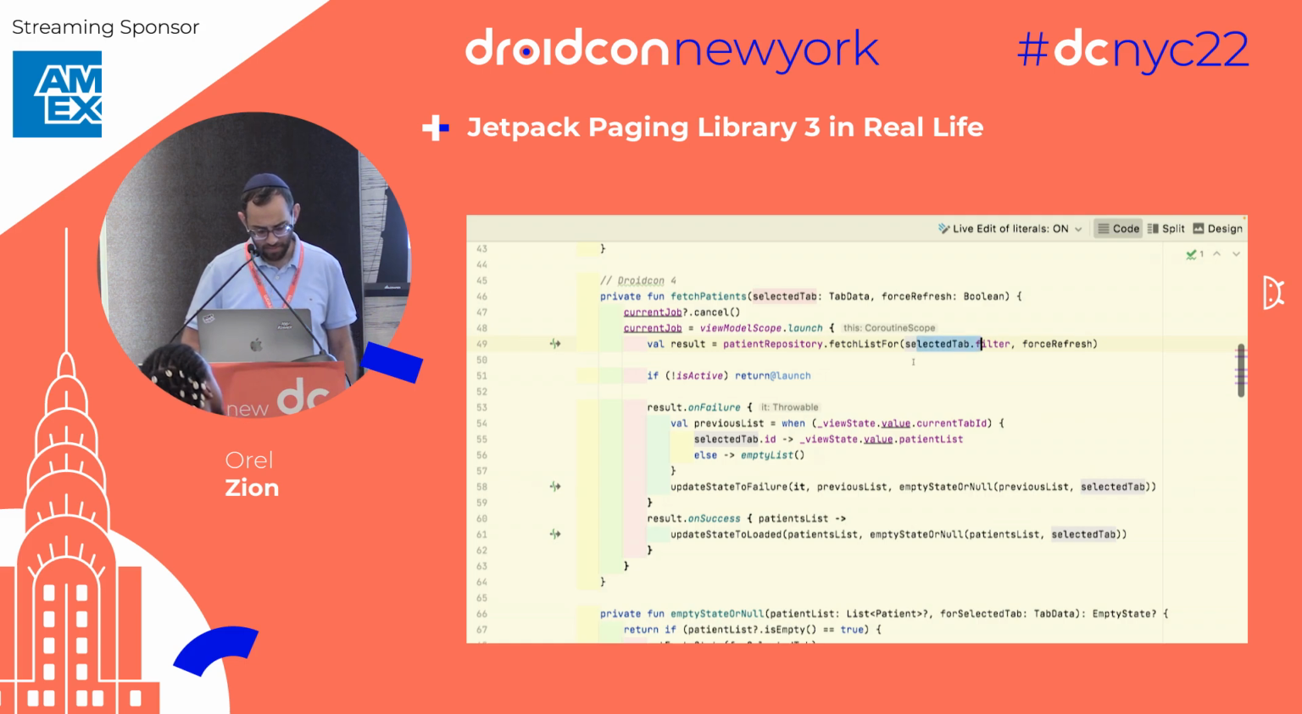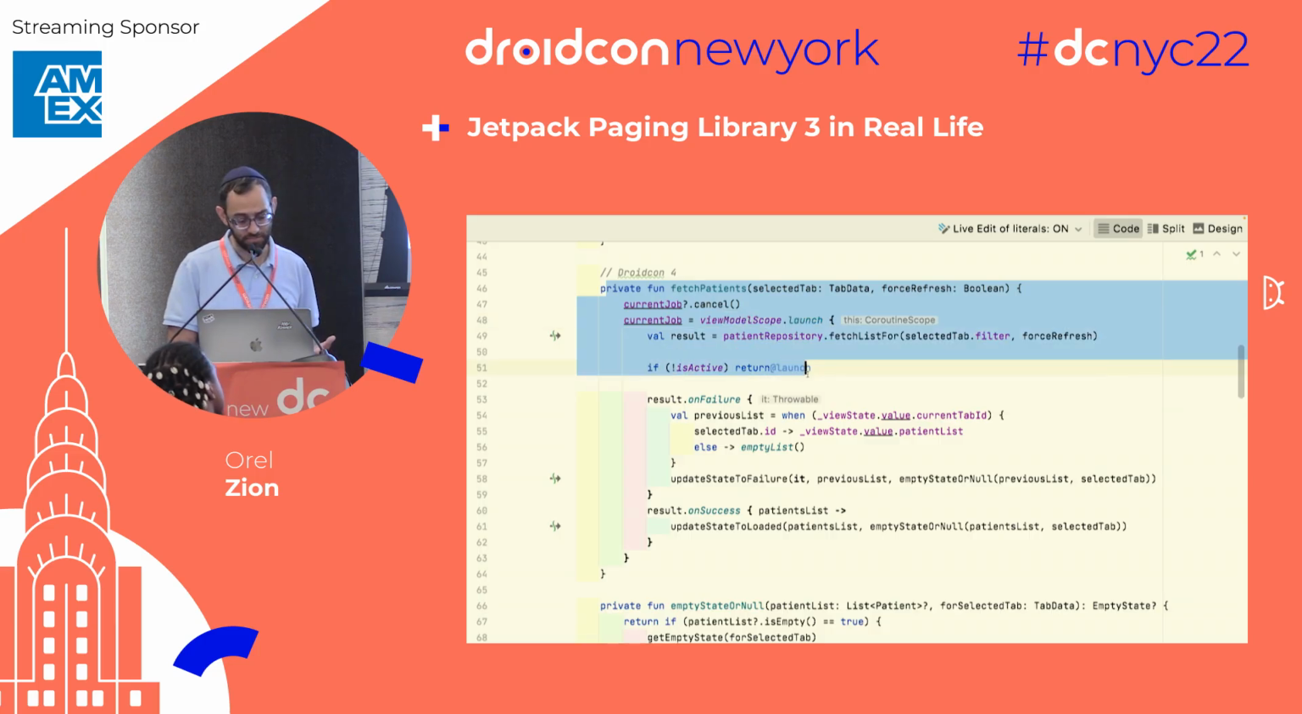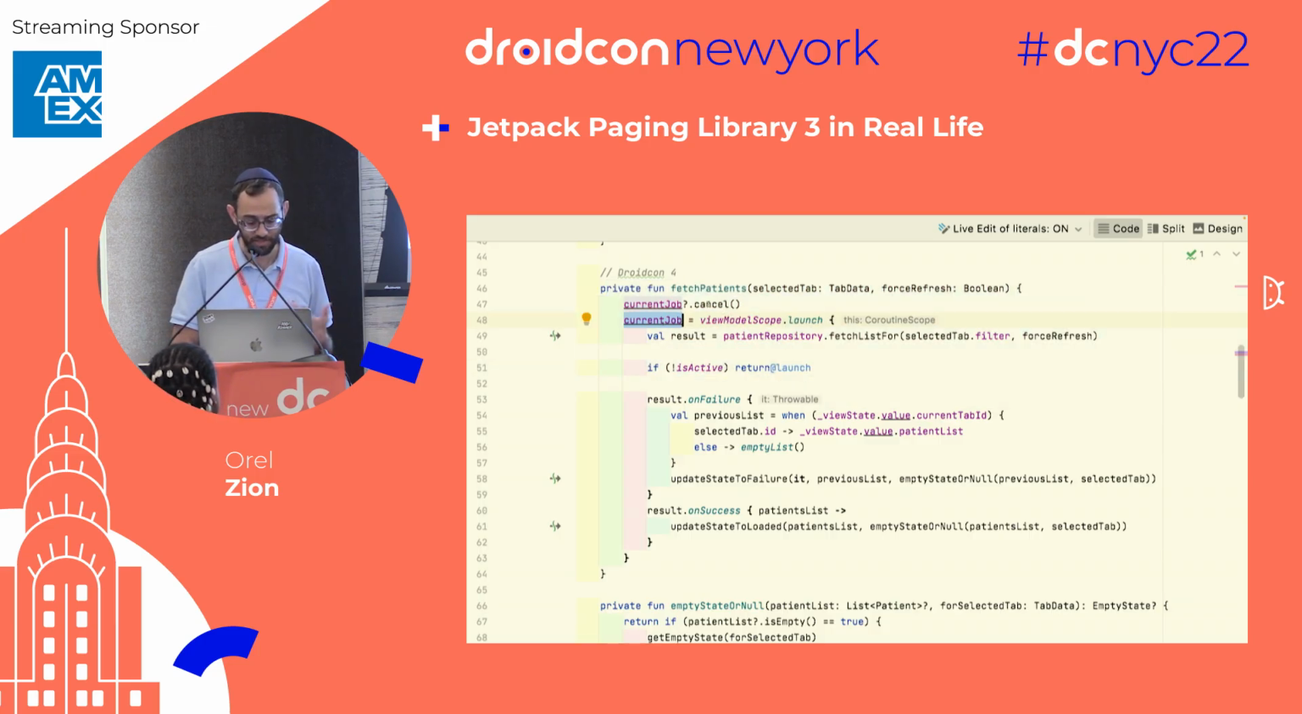Now let me discuss a little bit about what we see here with the coroutines, okay? You see that I'm saving the job that I'm working on, and before every job that I launch, I'm canceling the previous job. Why is it important to do that? Because we have pagination, right? Whenever we scroll, we can launch new jobs to fetch new pages.